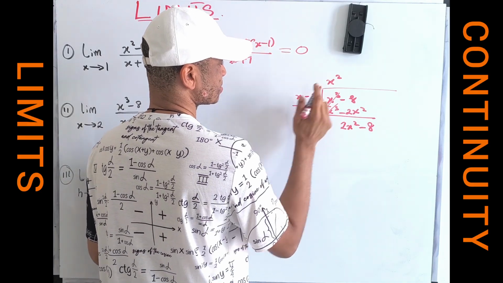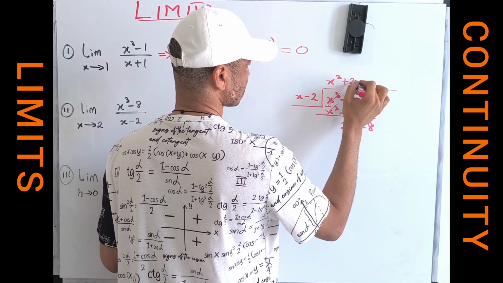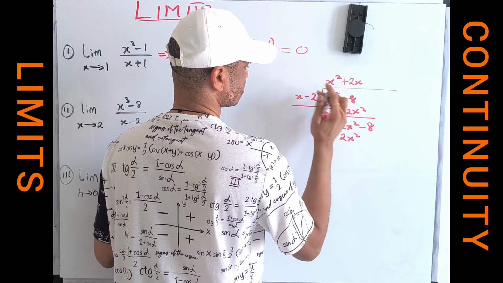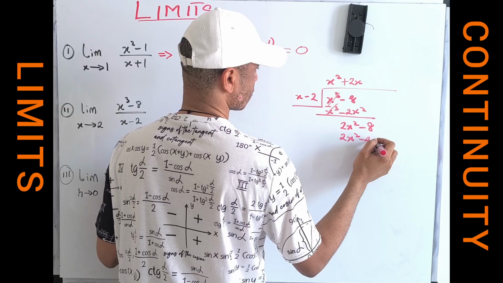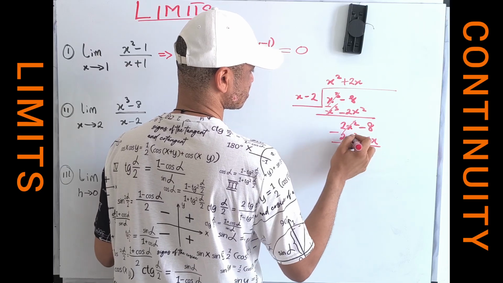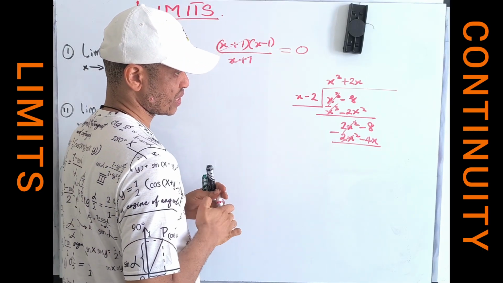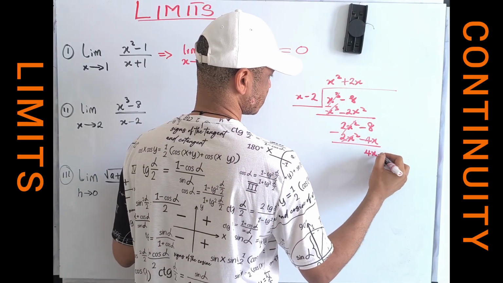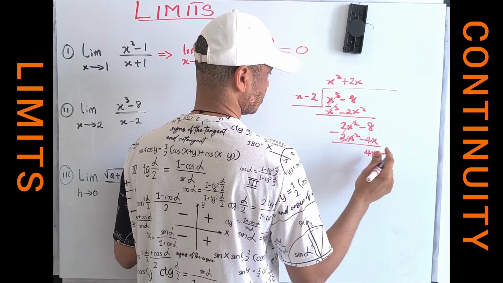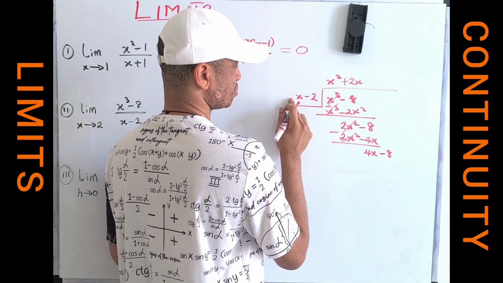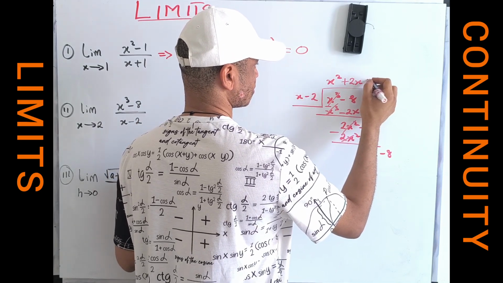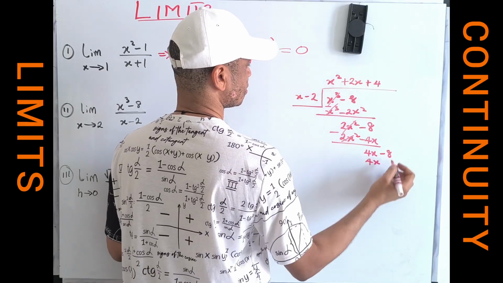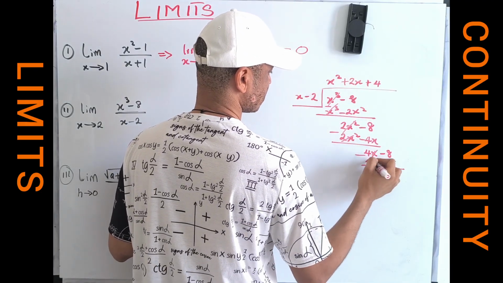This divided by this is plus 2x. This times this, 2x squared minus 4x. You subtract, this cancels this. So I'm going to get 4x, bring the minus 8 down. We divide again, so this will be plus 4. 4x minus 8, you subtract, all cancel.